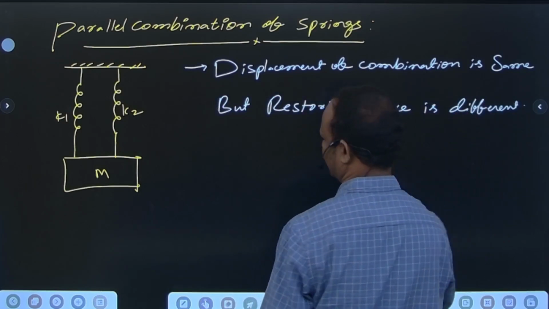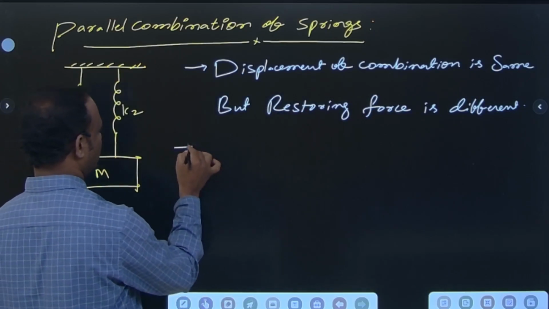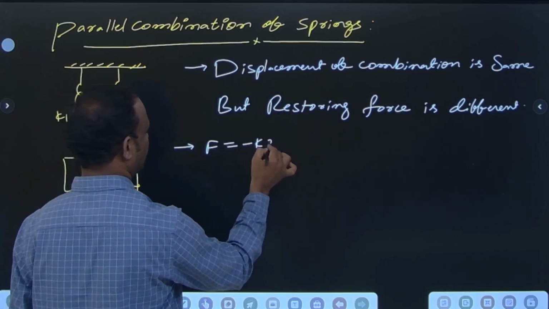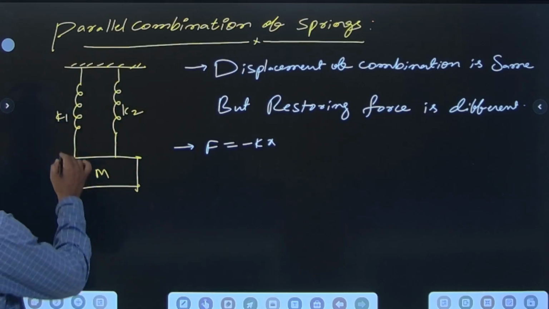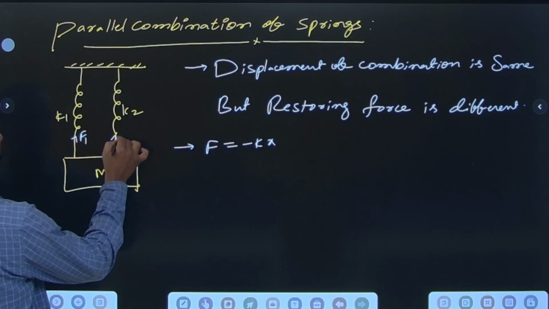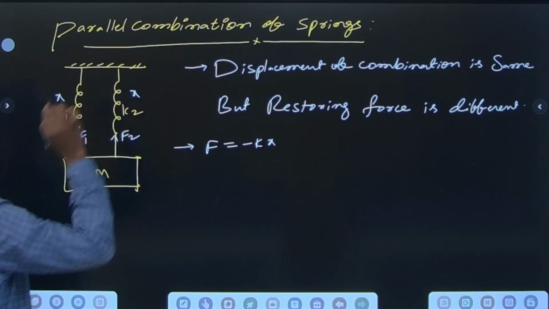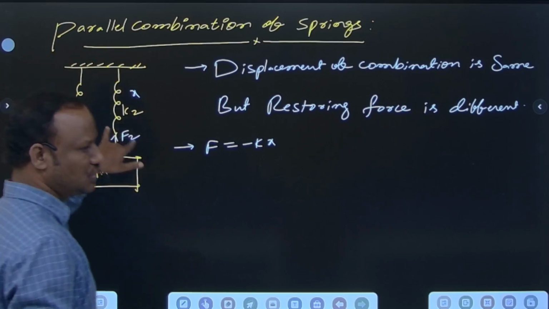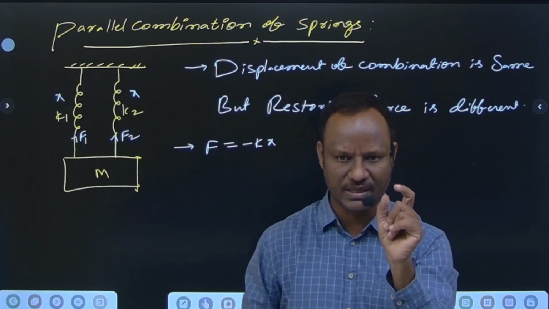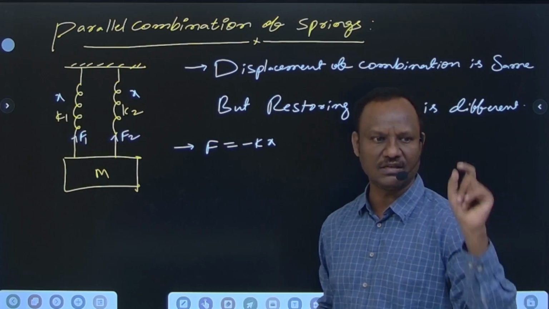The restoring force is different. The first one's formula is F is equal to minus kx. The restoring forces are F1 and F2. What about the displacement? X only. Just imagine these two combined become a single one, which is called the equivalent spring. The equivalent spring has some stiffness, that is the equivalent spring constant.